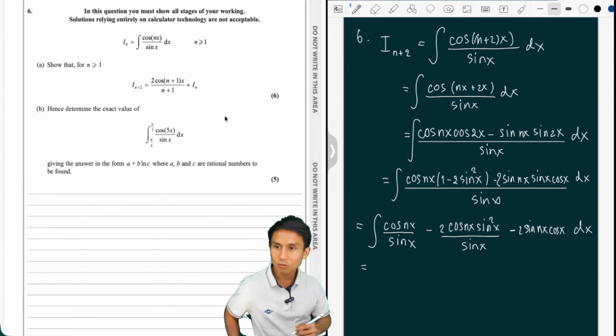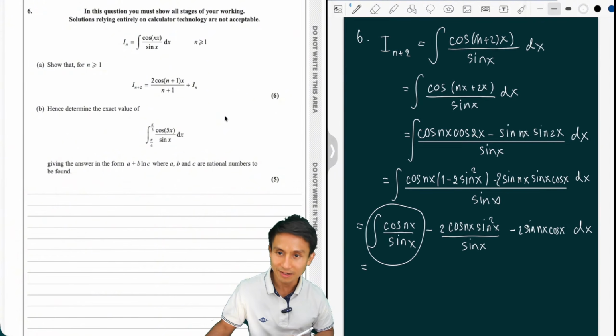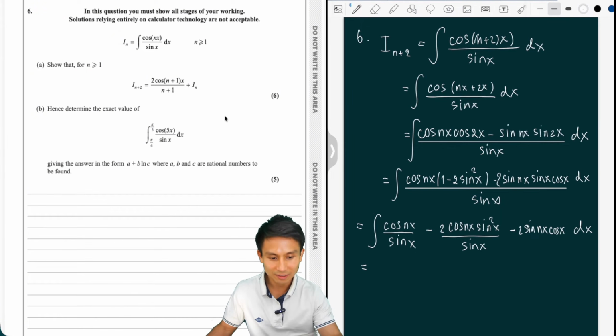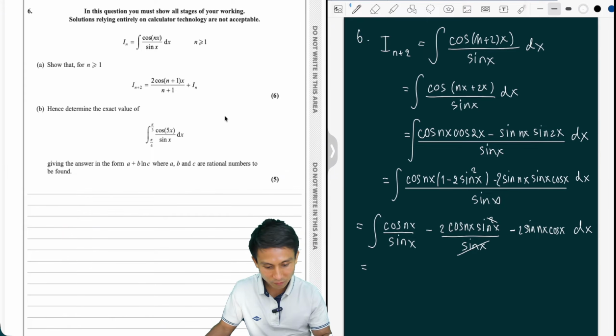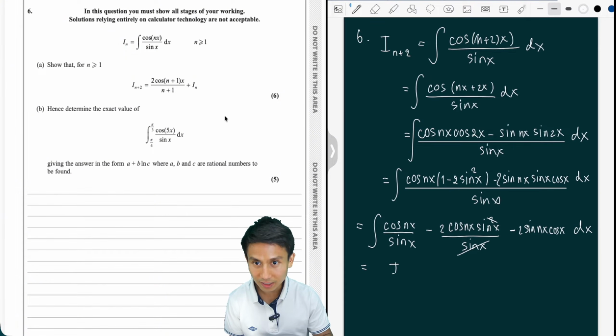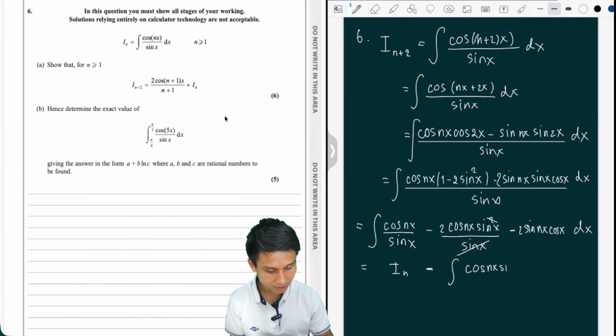Now, as you can see, this first term is already In. And this is also simplifiable, so we get that actually. If we combine the terms here, this will be In minus the integral of cos nx sine x plus, there's a 2 here, plus sine nx cos x dx there.